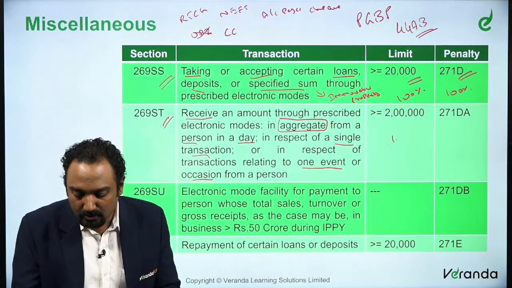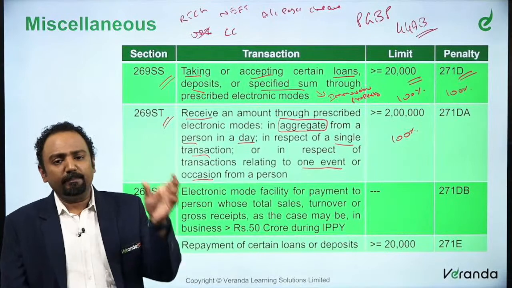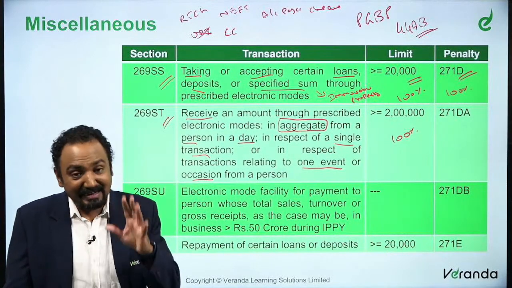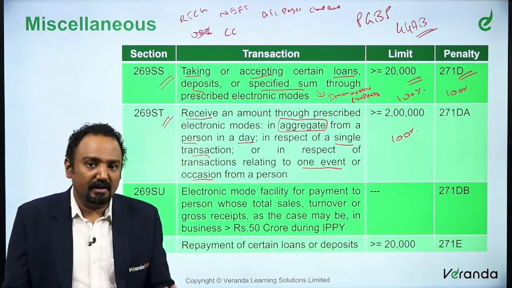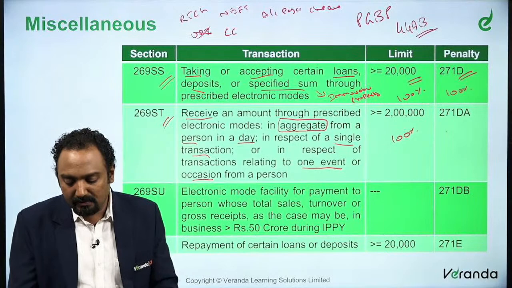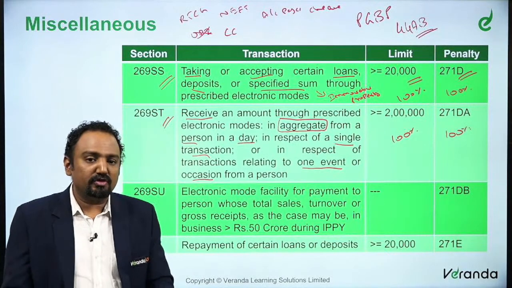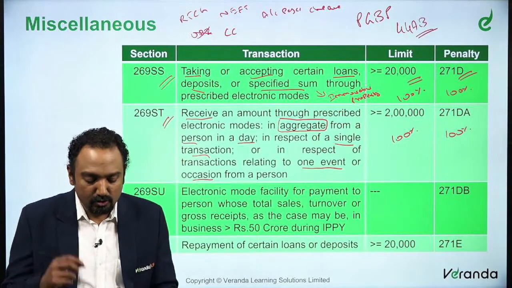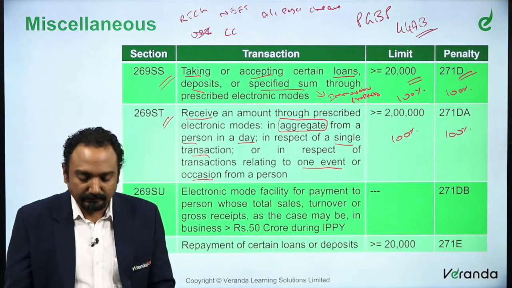So, what is there here also? It is the sum equal to that receipt we are talking about; that equivalent amount will not be allowed in the books of accounts. And penalty is also the equal sum, that is, 100% of tax on such amount shall be levied as a penalty. So, this is 269ST.